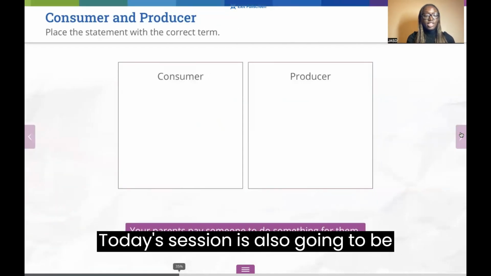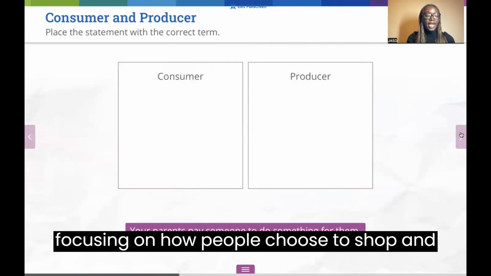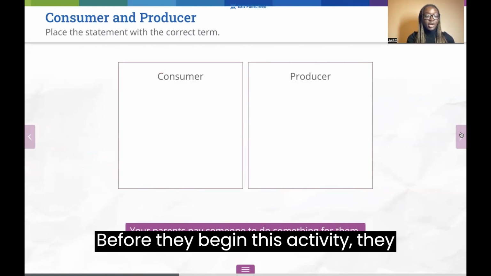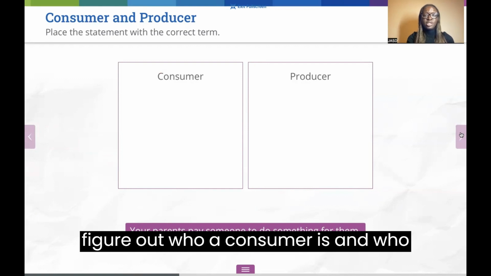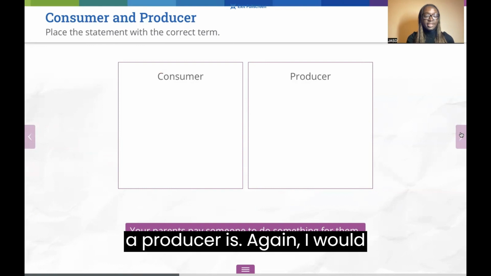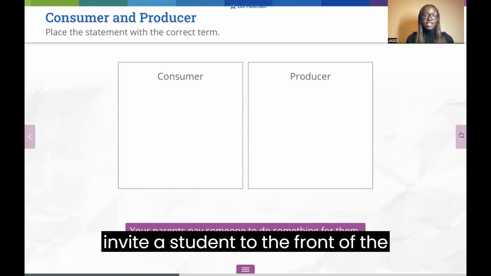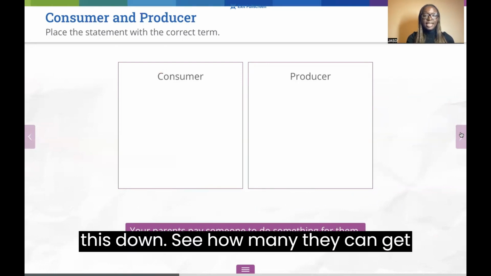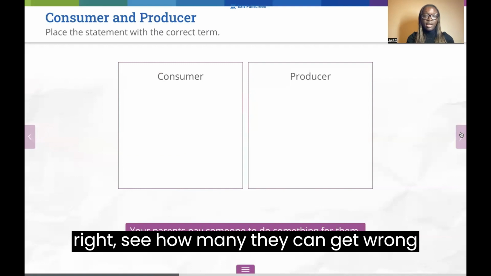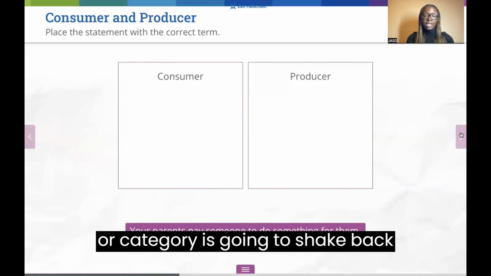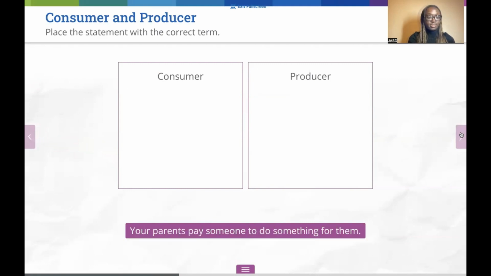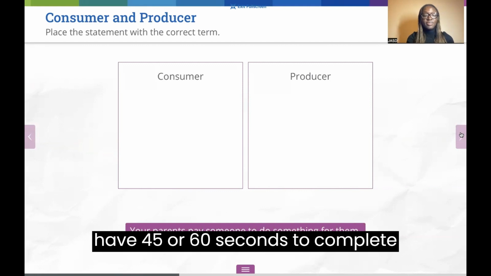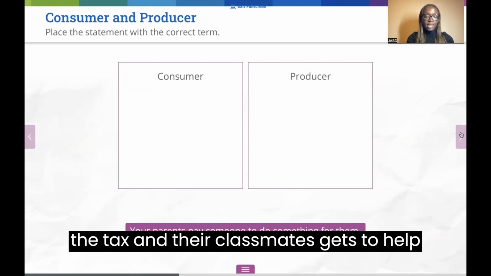Today's session is also going to be focusing on how people choose to shop and why they shop where they do. Before they begin this activity, they're going to have a chance to figure out who a consumer is and who a producer is. Again, I would invite a student to the front of the classroom and ask them to drag and drop. See how many they can get right, see how many they can get wrong. Again, if they place it in the wrong spot or category, it's going to shake back down. You can make this into a game where maybe they have 45 or 60 seconds to complete the task and their classmates get to help them.